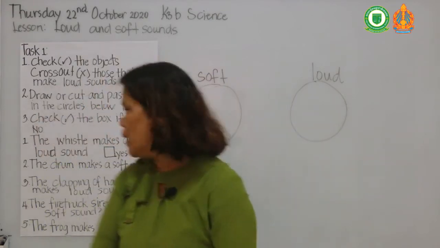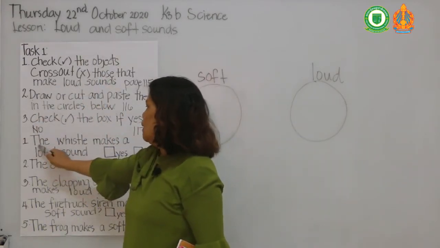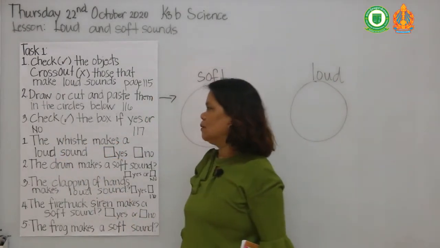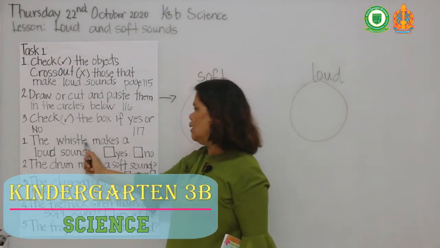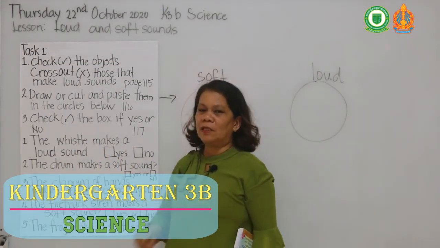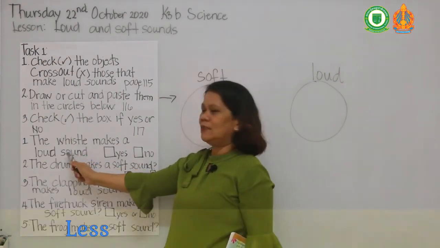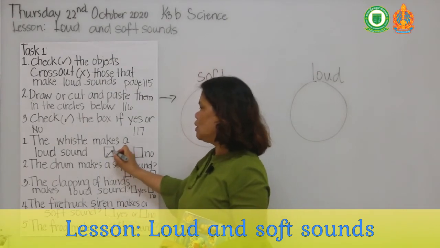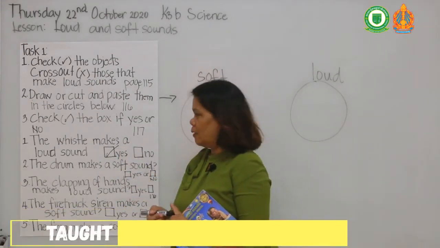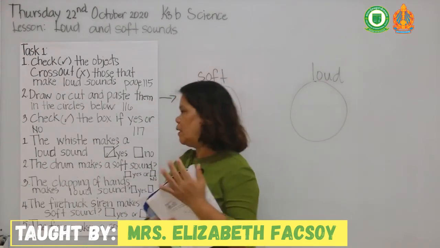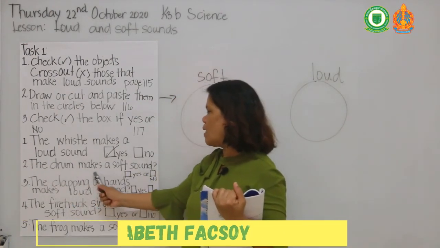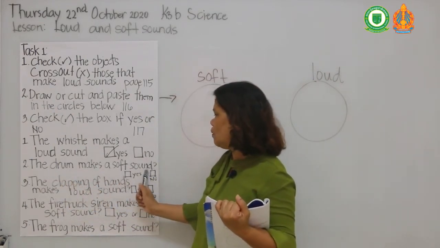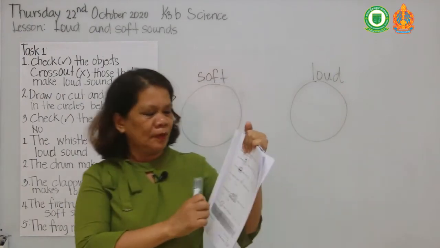For task number 3, check the box if yes or no, okay? For example, the whistle makes a loud sound. Whistle, like that. Does that produce loud sound? If yes, you're going to check, okay? Alright, about number 2, let's read first. The drum makes a soft sound. The drum makes a soft sound, yes or no? This is a drum, okay?